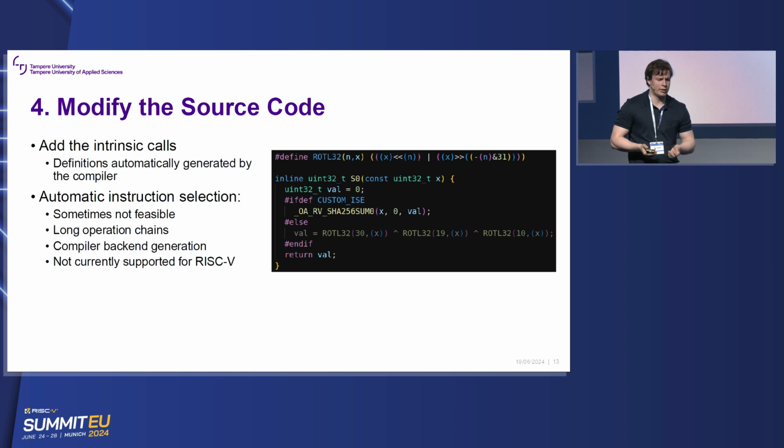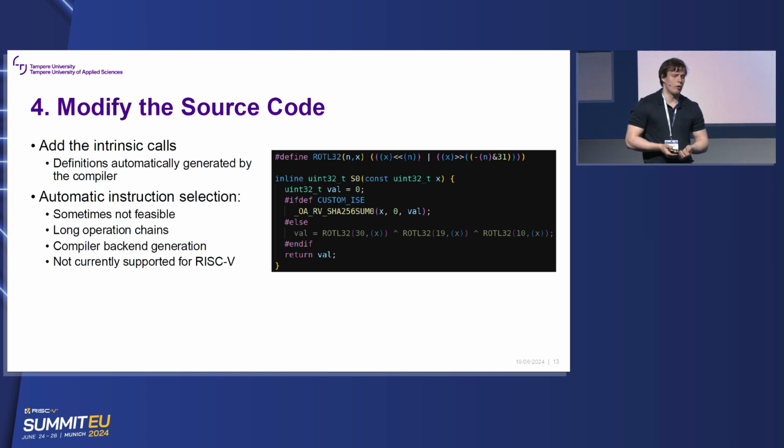But sometimes this is needed anyway, because if you have a very complex operation pattern, the compiler might not be able to select it, so if you want to guarantee a good quality of results, you might want to invoke these intrinsics manually anyway.